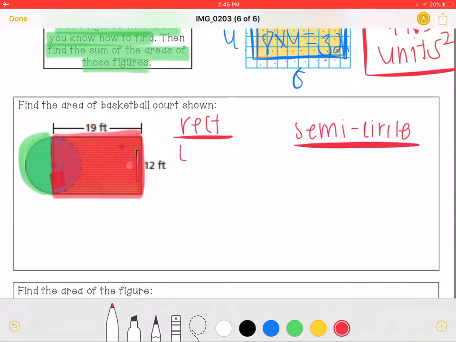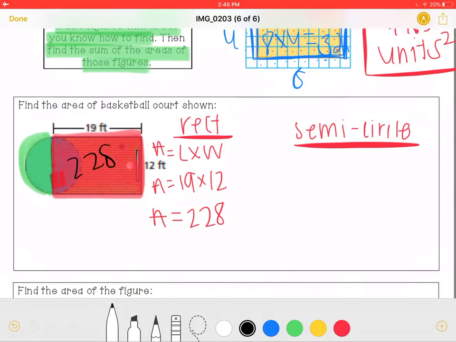You do length times width. So our length is 19, our width is 12. So when I do 19 times 12, I get an area of 228. So that's 228 feet squared.